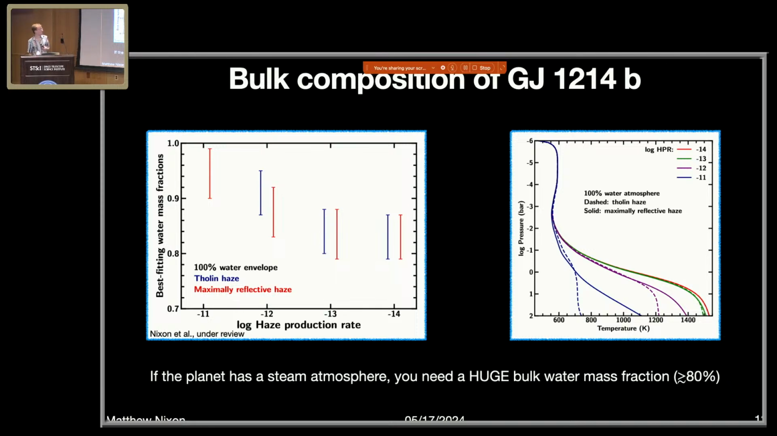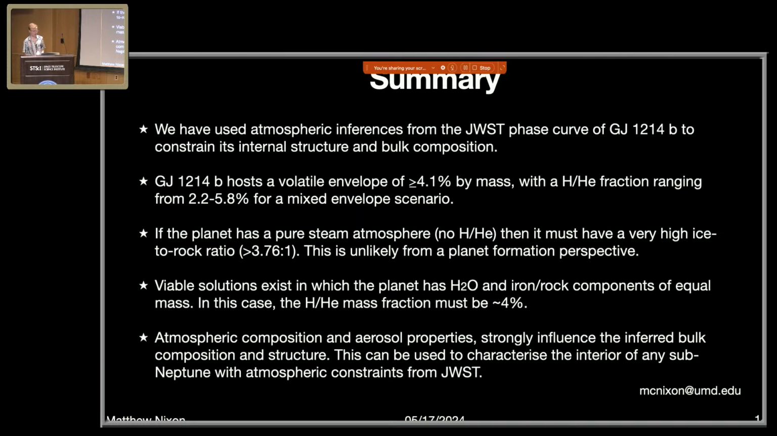I'm not really a planet formation expert, but I've talked to people about this, and I think it's very, very difficult to form a planet with that much water, with that much ice. You need an ice to rock ratio of something like, I think, 3.76 to 1 or greater, which is just a bit nuts. So I think from this, you're able to disfavor this water world solution for the planet, but you need to look at both the atmospheric information and the interior in order to do this. So I'll just leave my summary up here and take any questions.